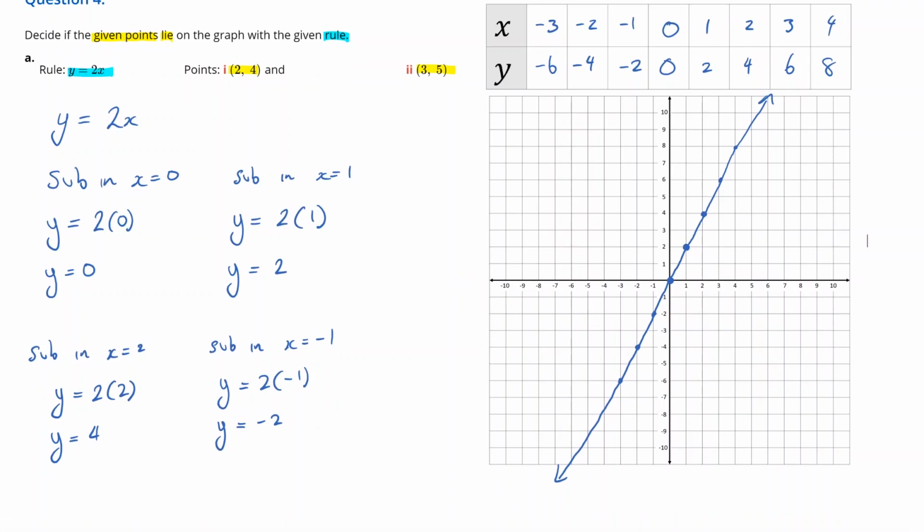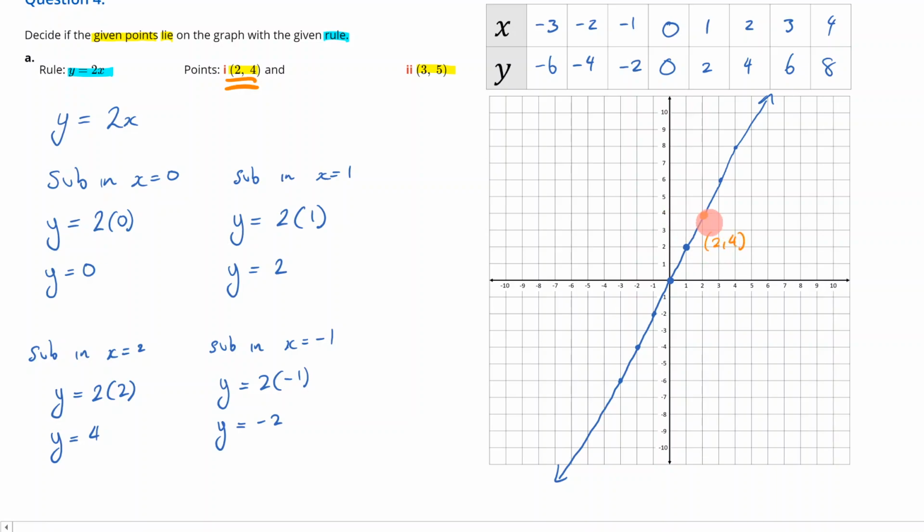Because now the question says, the most important part, does (2, 4) lie on the graph? So my graph here is my straight line, and it should be much straighter than this. It should be perfectly straight. But it's asking, does the point (2, 4) lie on the graph? Well, let's find the point (2, 4). Here's 2, here's 4. This is the point (2, 4). And let me write this a bit smaller. That right there is (2, 4).